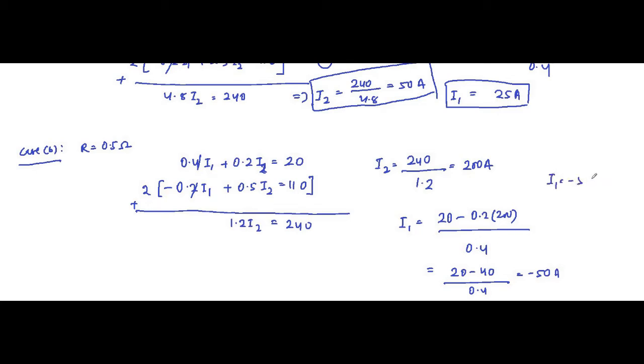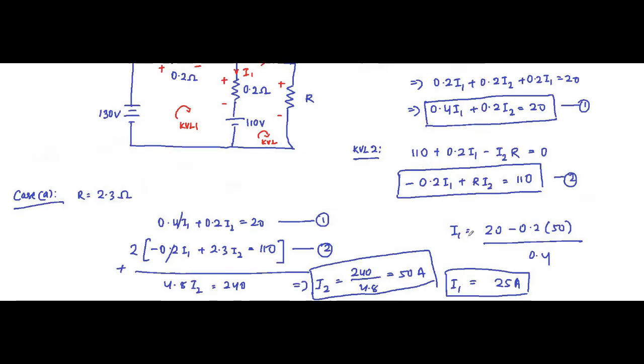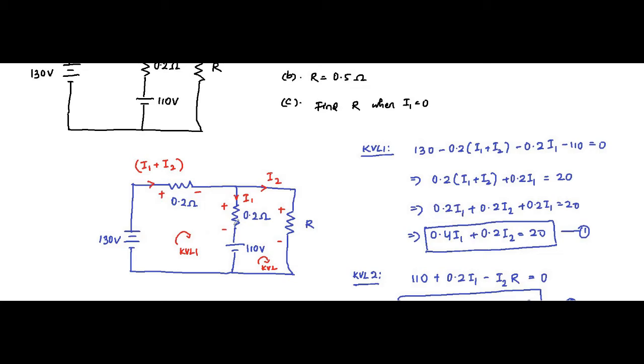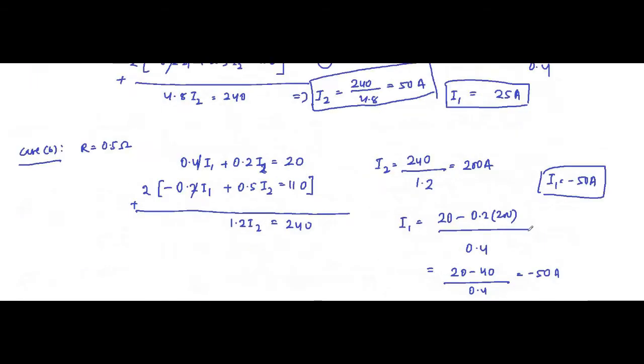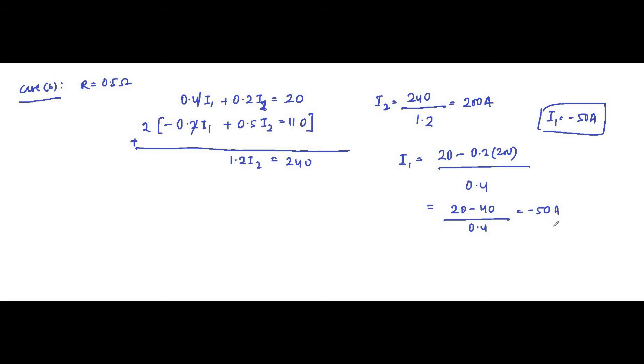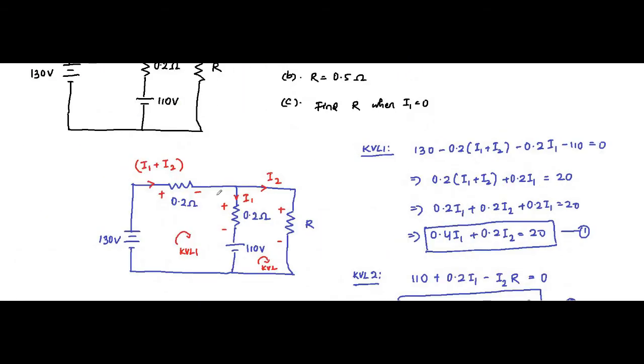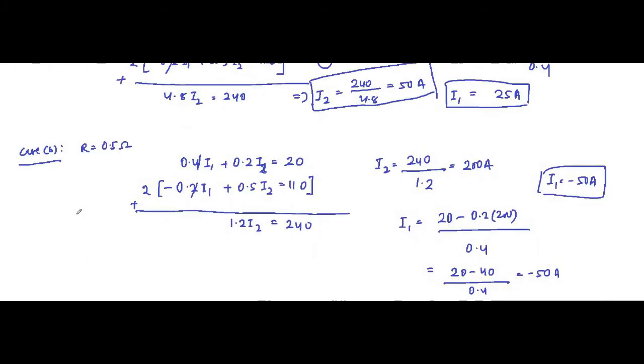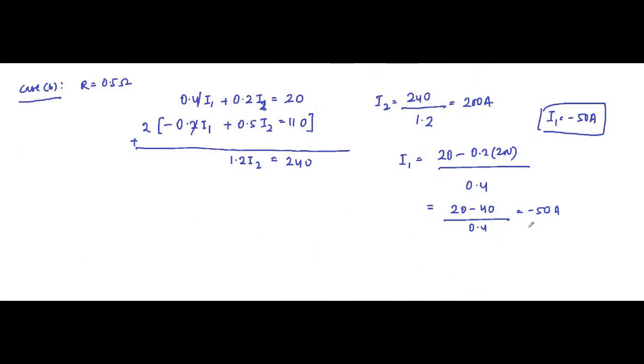So what this means is that the current direction in case B will be opposite. Here I1 will not be flowing downward into the 110 volt, but it will actually be upward. The magnitude is correct, but just the sign is opposite, so the assumed direction given in the question will be opposite for case B only. So here we have found I1 and I2 for case B.